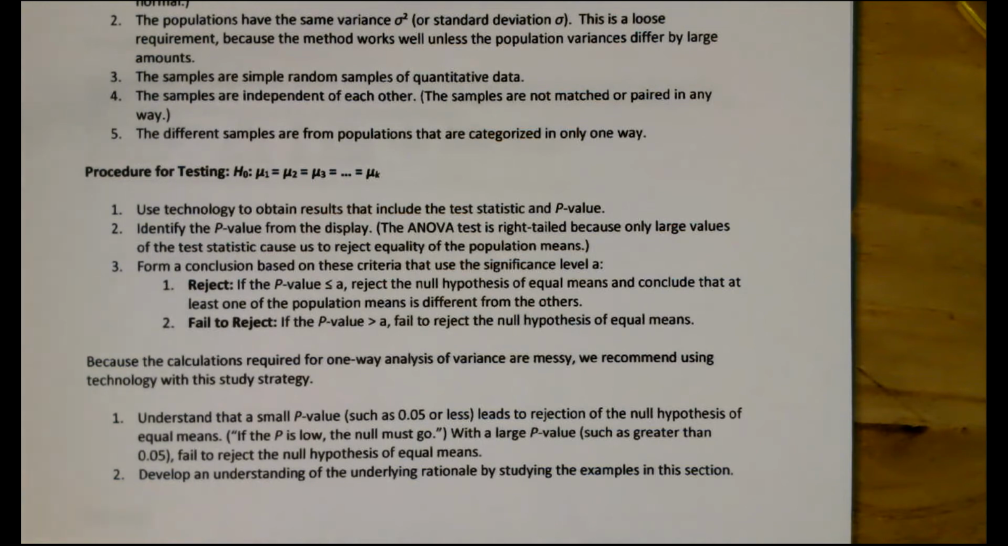Okay? Because the calculations required for one-way analysis of variance are messy, we recommend using technology with this study strategy. Understand that a small p-value such as 0.05 or less leads to rejection of the null hypothesis of equal means. So we use the phrase: if the p is low, the null must go. With a large p-value, such as greater than 0.05, you fail to reject the null hypothesis of equal means. And then number 2, develop an understanding of the underlying rationale by studying the examples in this section.